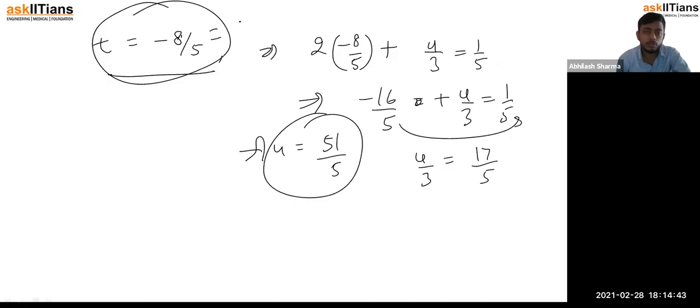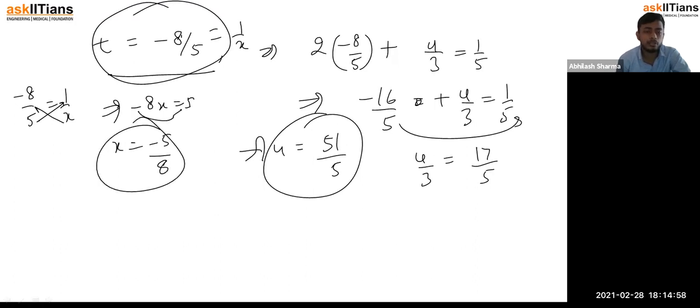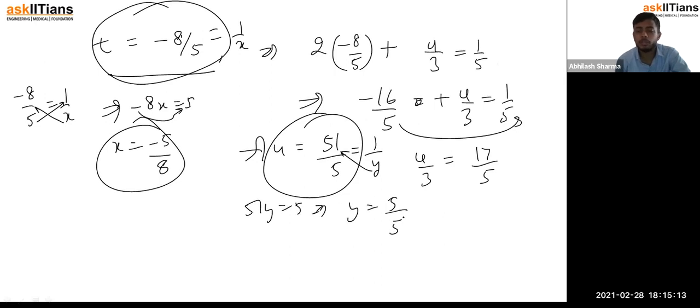Now note that t was equal to 1 by x also. So this is equal to 1 by x. So x will be equal to, look, if minus 8 by 5 is 1 by x, just cross multiply. So minus 8x equal to 5. So x will be how much? Minus 5 by 8. What about this? u is equal to 1 by y. So on cross multiplication, we are getting 51y is equal to 5, or y is equal to 5 upon 51.